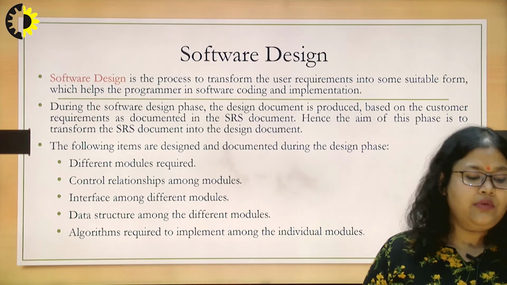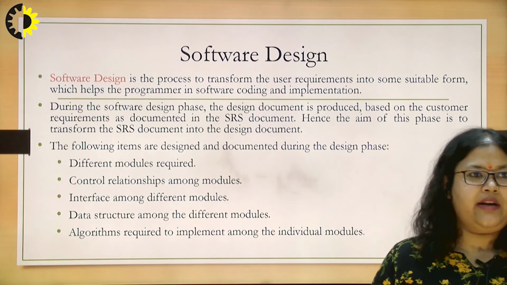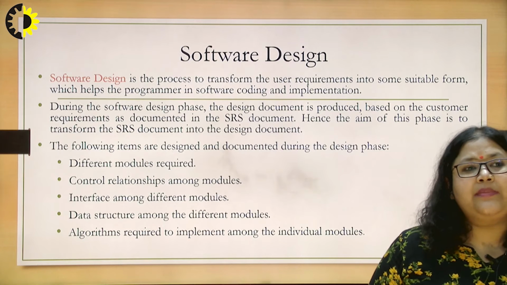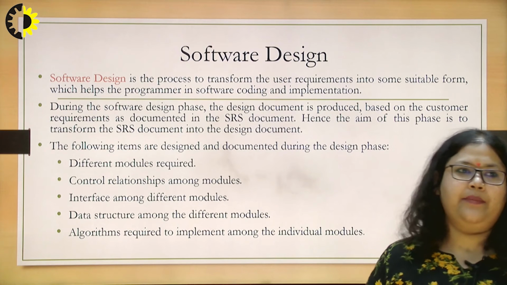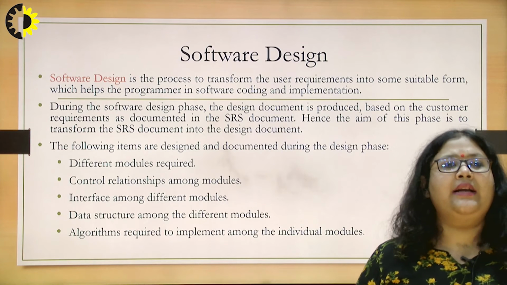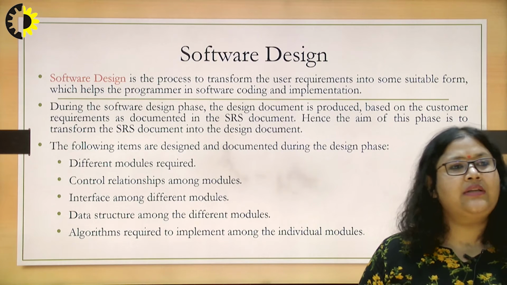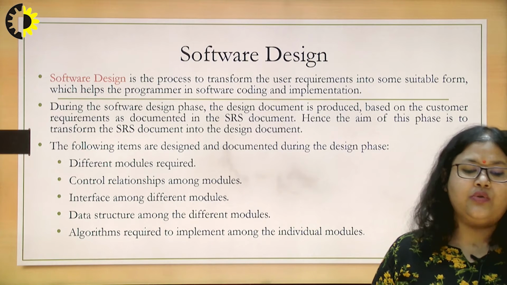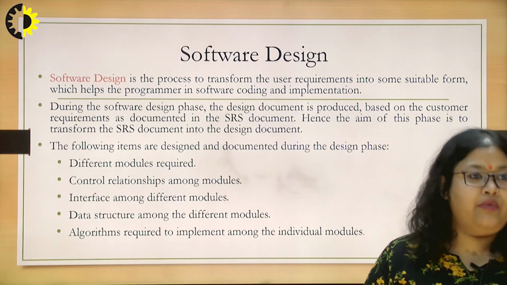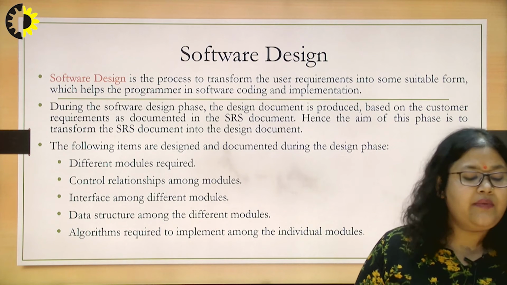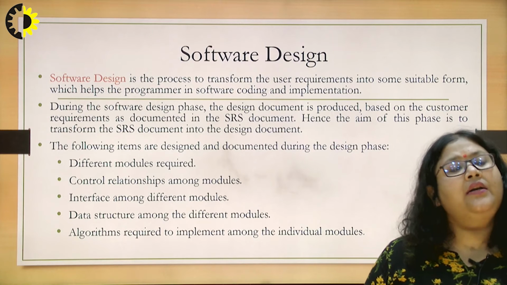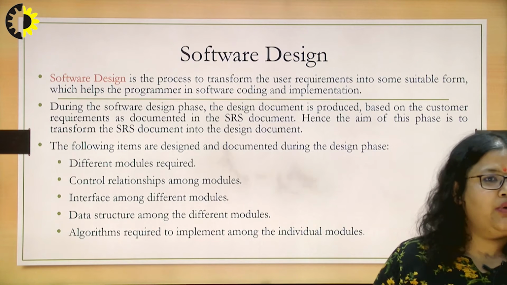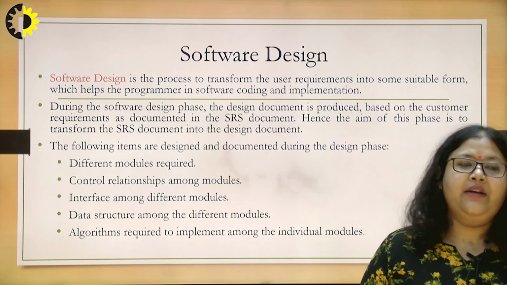So we have to just translate the report from SRS to the SDD, that is the software requirement specification, to the software detailed design. So the following items are designed and documented during the design phase. First is the different modules required. How many modules are used or defined in this particular software? What is a module? When we divide one software into smaller parts, each part is known as a module. So we require different modules.